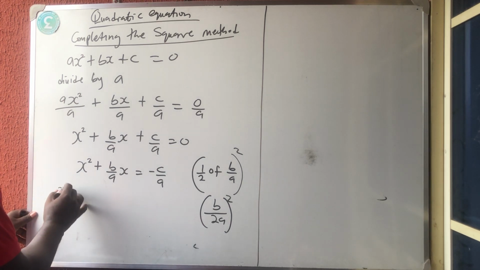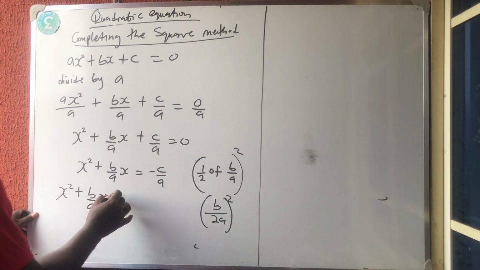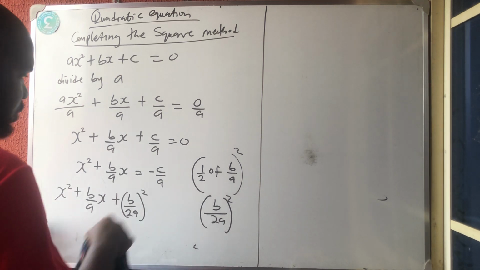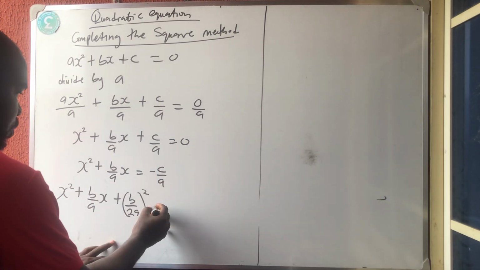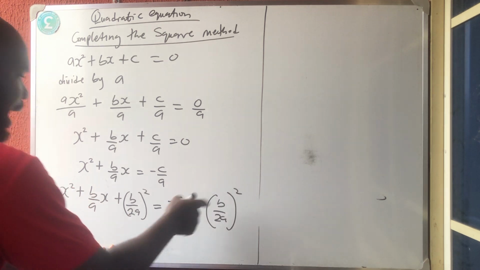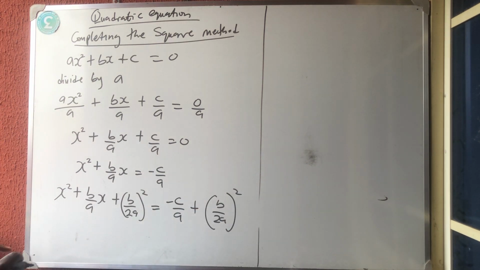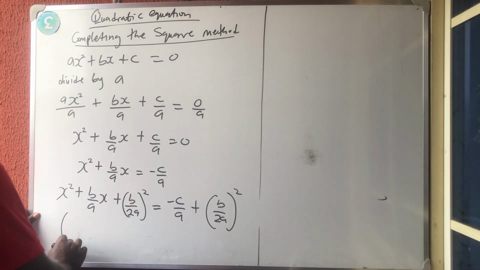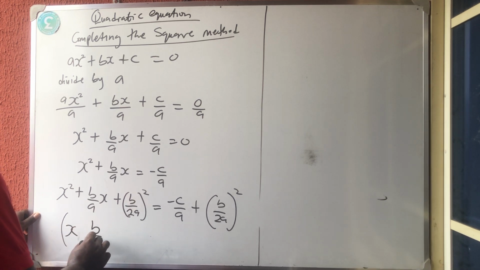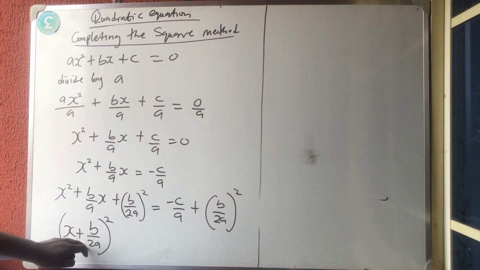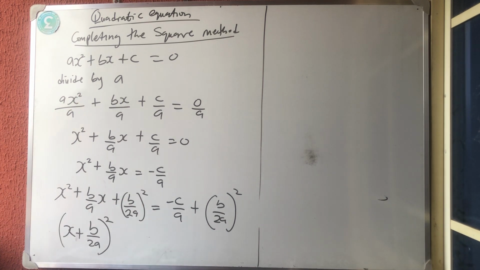So I have x² + (b/a)x + (b/2a)². I have added to this side, so I need to add to the other side as well. This is equal to -c/a + (b/2a)². I have added to the two sides. Now after adding to two sides, the next thing you are going to do is factorize here. This one has a square and this one has a square. Put them in one house: x and b/2a, with plus in their middle, and a square outside, showing that everybody inside has a square. Forget about the one in the middle, because if you open here, you will still get that one in the middle.